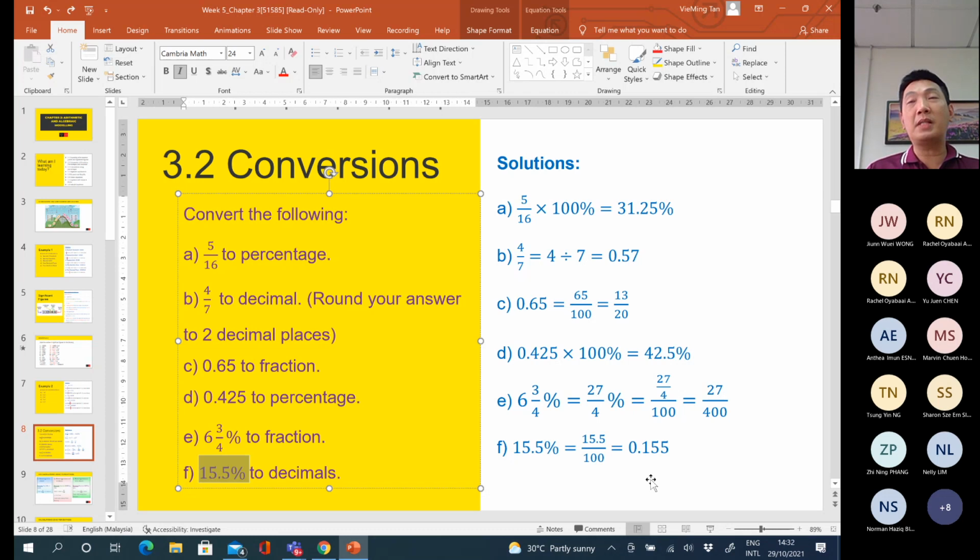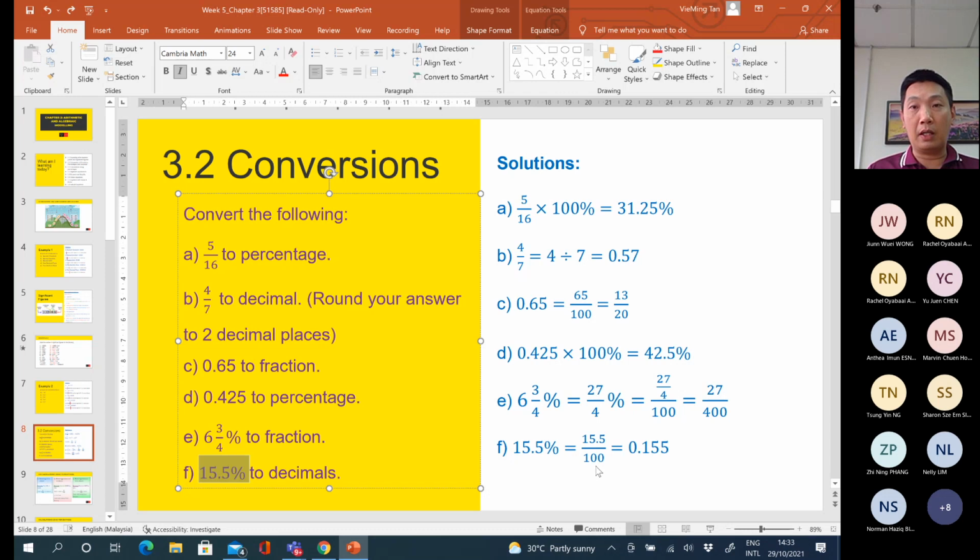So that means if you want to convert any number from percentage to either fraction or decimal number, just divide by 100. Divide the percentage number by 100, then you can convert to either decimal or fraction. For this example, let's say the question asks to convert to fraction number, so your answer is 15.5 over 100. This is in fraction number, but actually we want to simplify again.